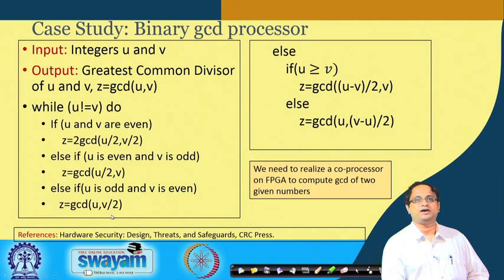In that case I will just divide v by 2. Okay. So I know that since one of them is odd and the other one is even, 2 is not a common factor. Or it may happen that both u and v are odd. In that case I will just check whether u is greater than or equal to v.